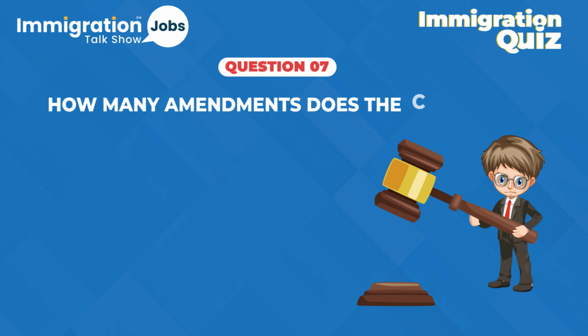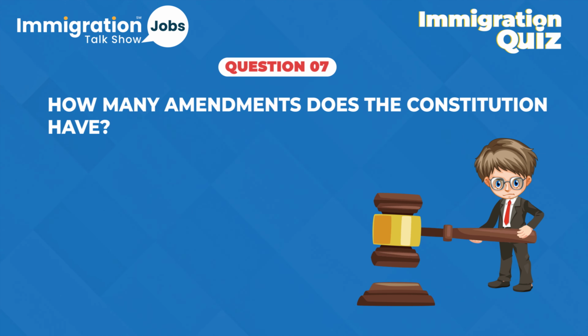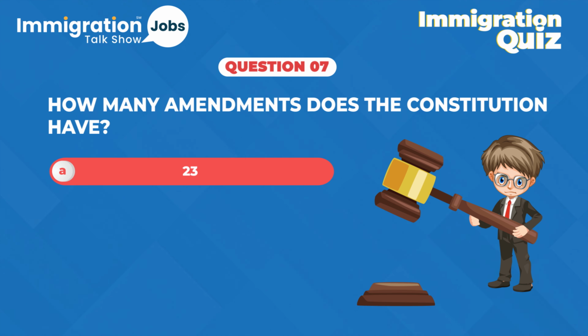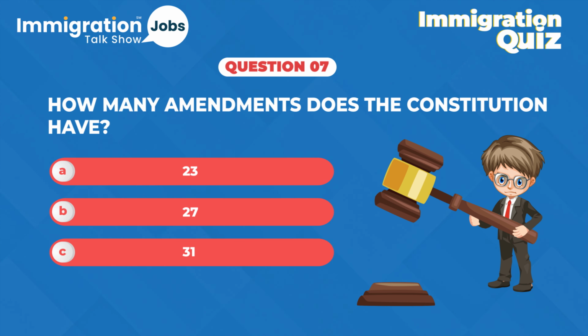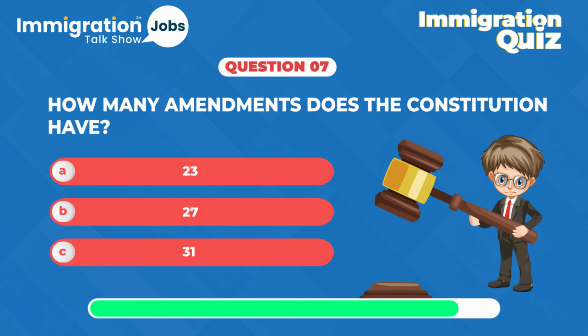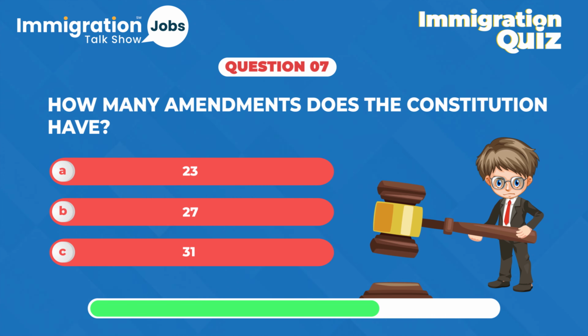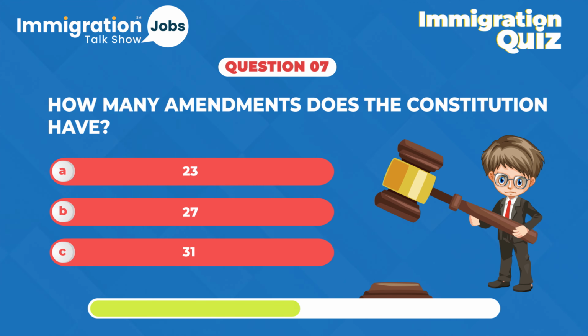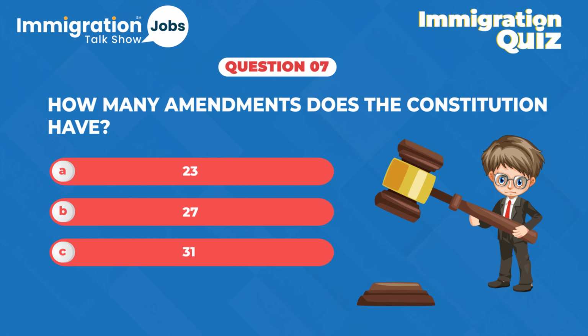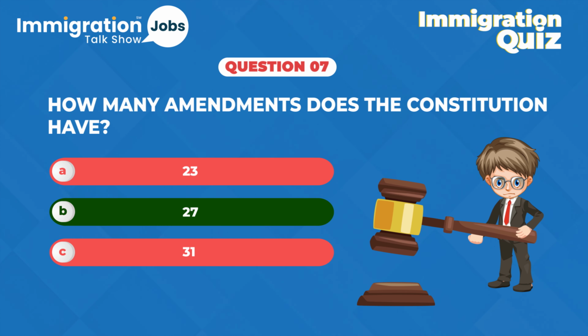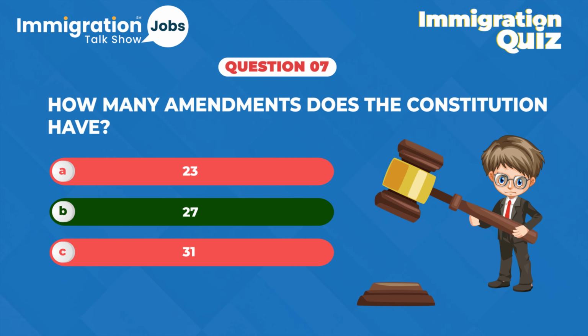How many amendments does the Constitution have? A, 23. Option B, 27. Or Option C, 31. And the correct answer is Option B, 27.